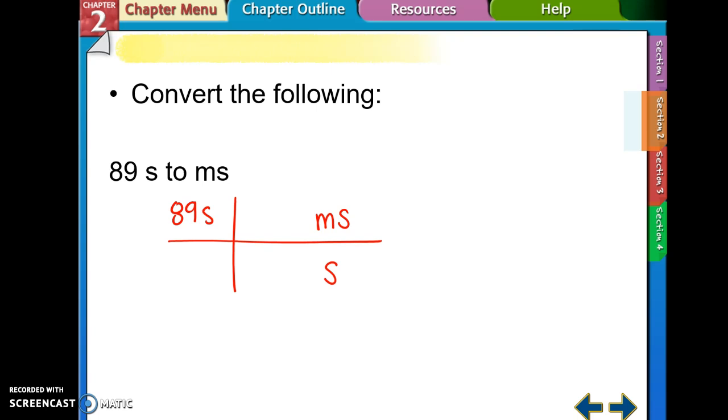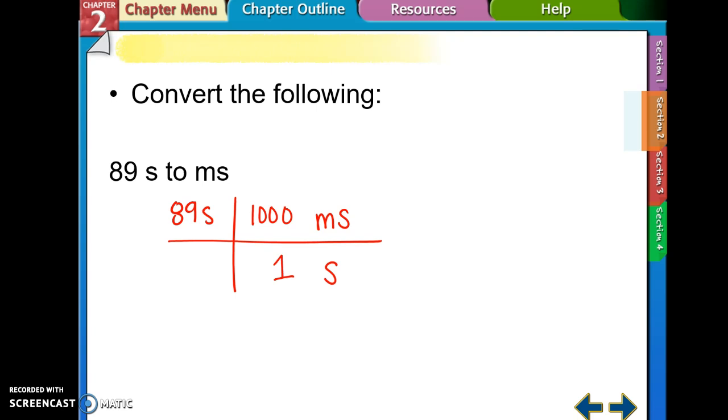So what that means is I look at that relationship, and for every 1 meter, there are 1,000 millimeters. That relationship is true no matter what, so I am going to put a 1 with seconds and 1,000 with milliseconds. Okay? 1 with seconds, 1,000 with milliseconds. Why did I not put a 1 with milli and 1,000 with seconds? Because that's not what the relationship is.